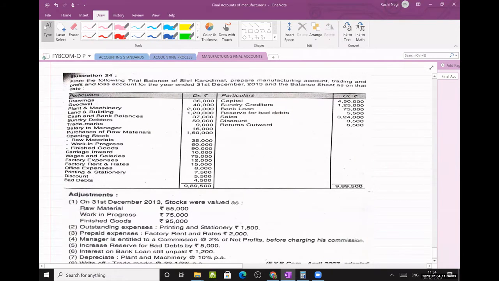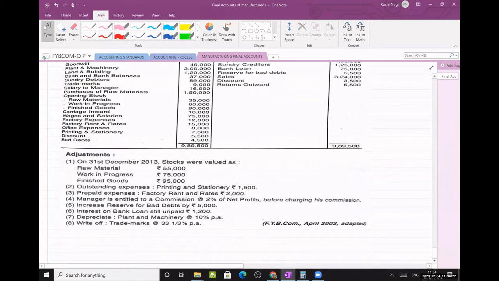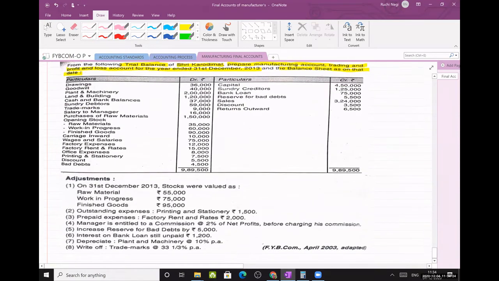So this is a trial balance of Shri Karodimal. Prepare manufacturing account, trading account and P&L account for the year ended 31st December 2013 and also a balance sheet. These are your adjustments. There are 8 adjustments given.